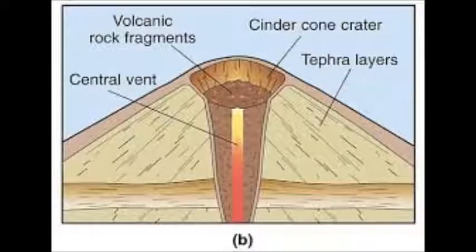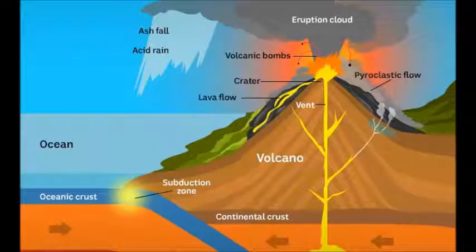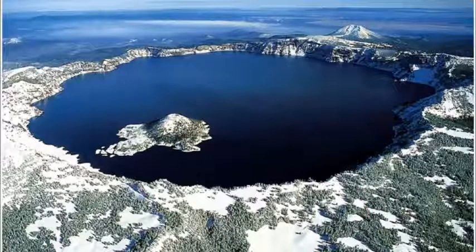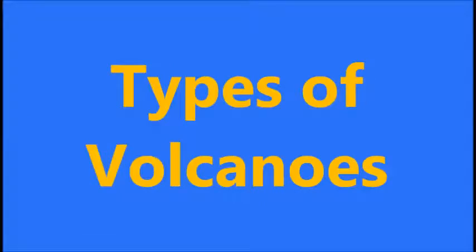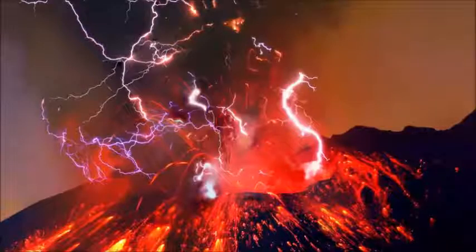The funnel-shaped hollow at the top of the cone of a volcano is called a crater. A large basin-shaped crater bounded by steep sides is known as a caldera. Types of volcanoes. On the basis of the frequency of eruption, volcanoes are classified into three types. They are active volcanoes, dormant volcanoes, and extinct volcanoes.